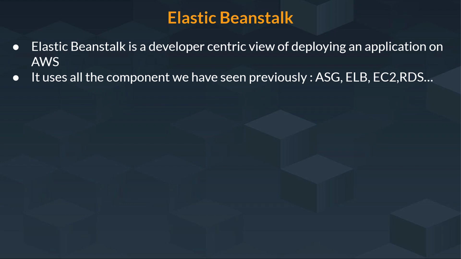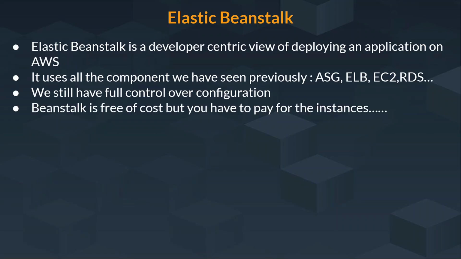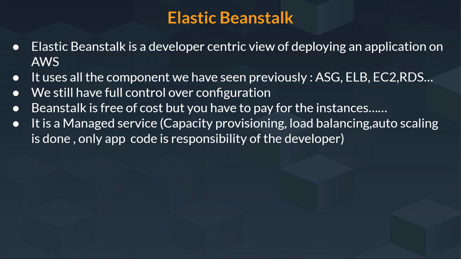It uses all the components we have seen previously, like ASG autoscaling groups, ELB elastic load balancers, Elastic Compute Cloud, EC2 and RDS. We still have full control over configuration, but all the management will be done by AWS, or we can say Elastic Beanstalk. Beanstalk is free of cost, but what we pay for is the underlying instances that we are using. It is a managed service. It does capacity provisioning, load balancing, and auto scaling on its own.